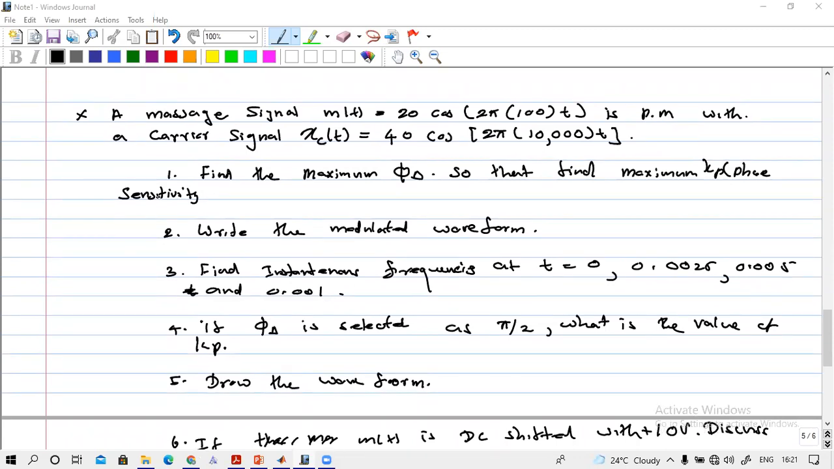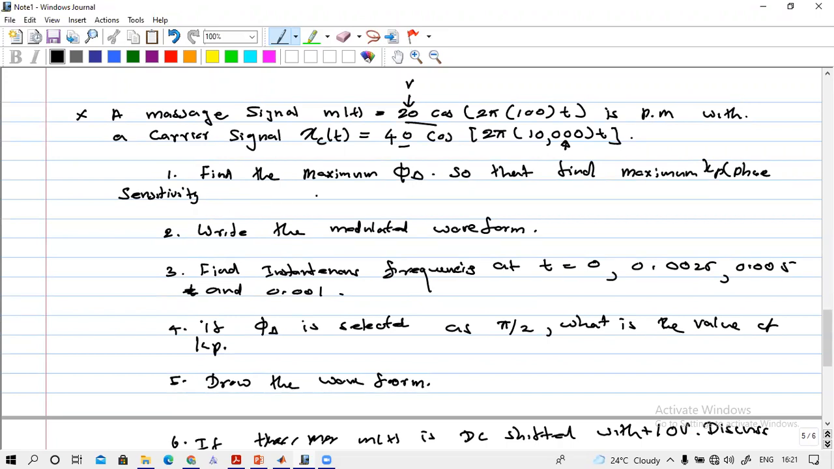So we are given a message signal that is 20 cos 2π500t. This is our amplitude, in voltage. This signal is phase modulated with the carrier signal, 40 cos 2π10,000t, which is a very high frequency.